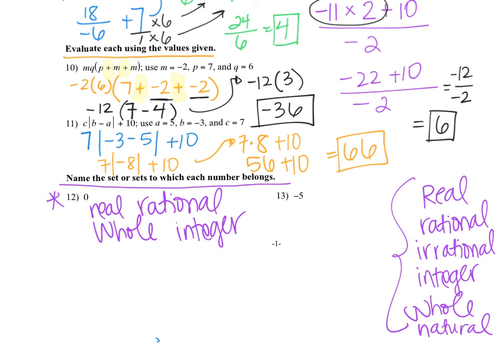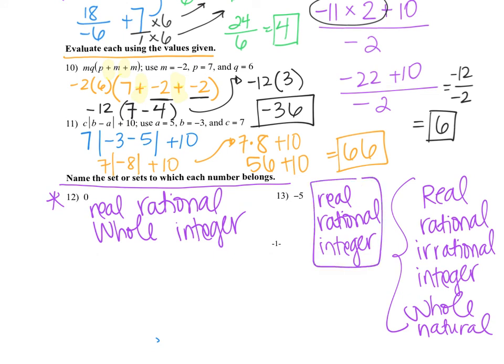Number 13 is a negative 5, so again, same thing, real, rational. It is an integer. It is not a whole number because I cannot go to the store and get negative 5 apples, and I cannot teach my nephew counting by negatives. It's not natural, so that would be the answer here, and these 4 would be my answer for number 12.